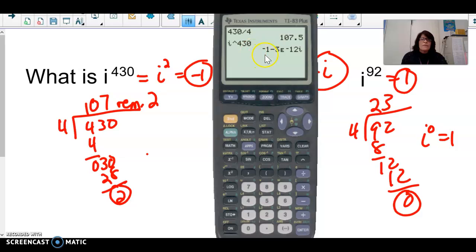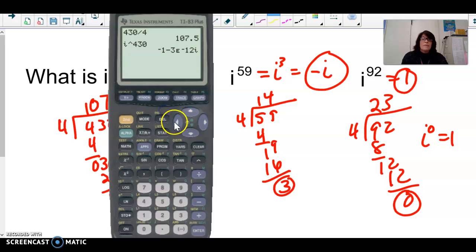I did get negative 1 minus 3e to the negative 12, whatever this means, 0.000000000003i. The calculator messes up the 0, guys. This is negative 1 minus 0i, in other words, negative 1. Sometimes the calculator messes us up on these.